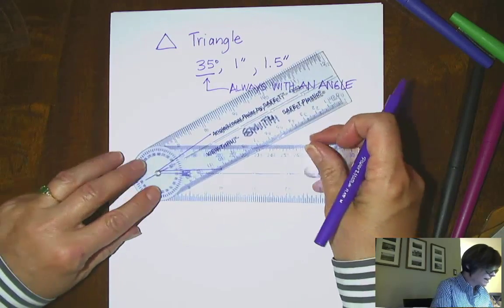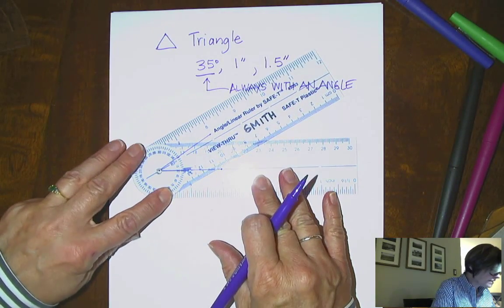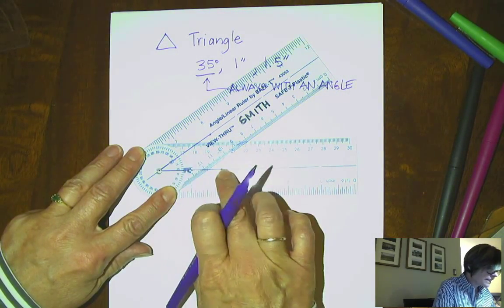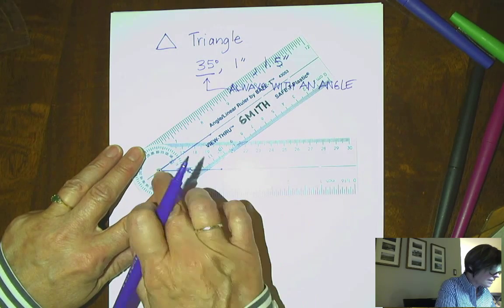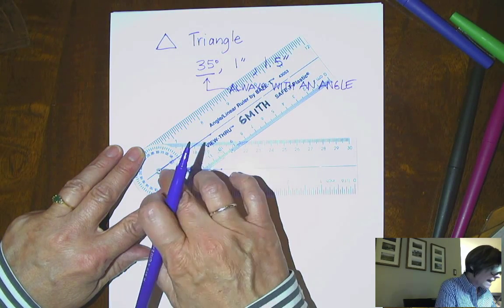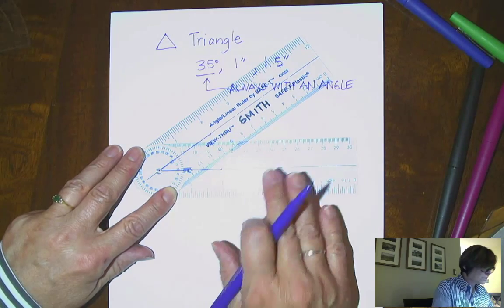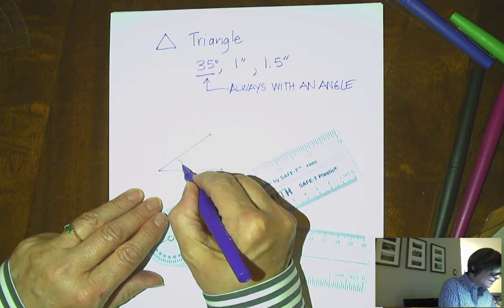Okay, so let's double check to make sure that it's 35 degrees. So there's the 35 degrees here. It's all lined up on the initial side. The vertex is in the rivet, and sure enough, that lines up. So we have a 35-degree angle, okay?